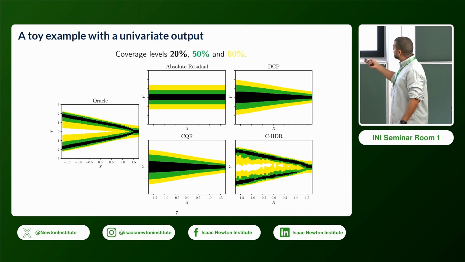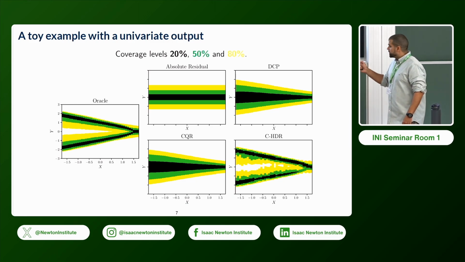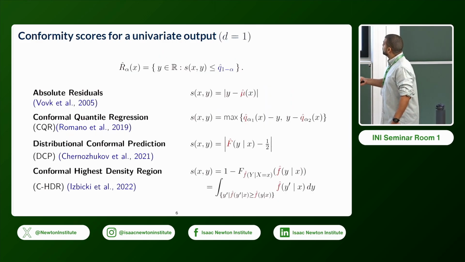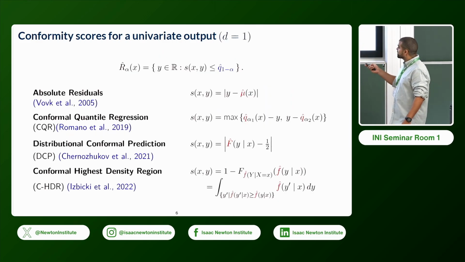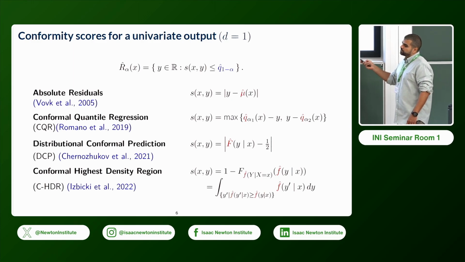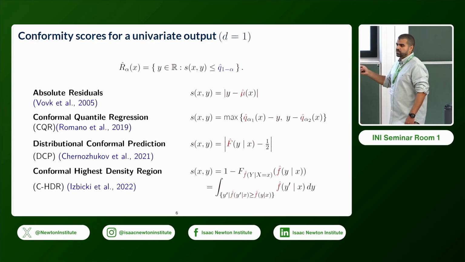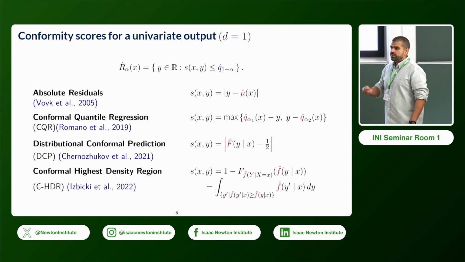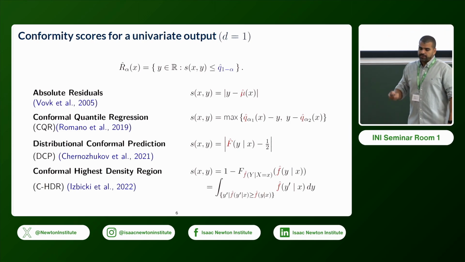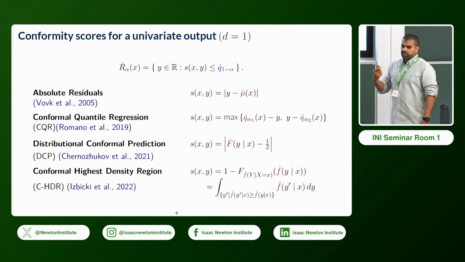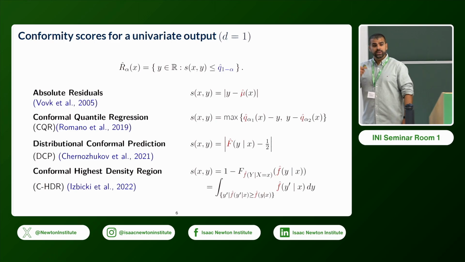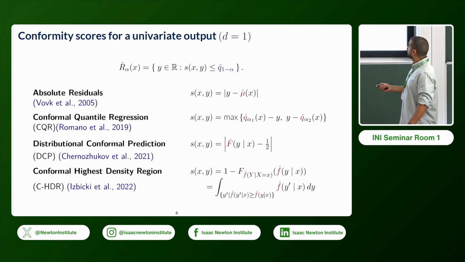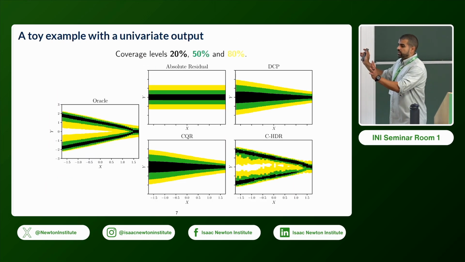However, it's more noisy, and the reason is we need to estimate the CDF of the density values, so you need to do this by sampling. So the message here is you can use different scores, and these scores will lead to different geometry essentially for the prediction regions. Okay, so that's the univariate case.